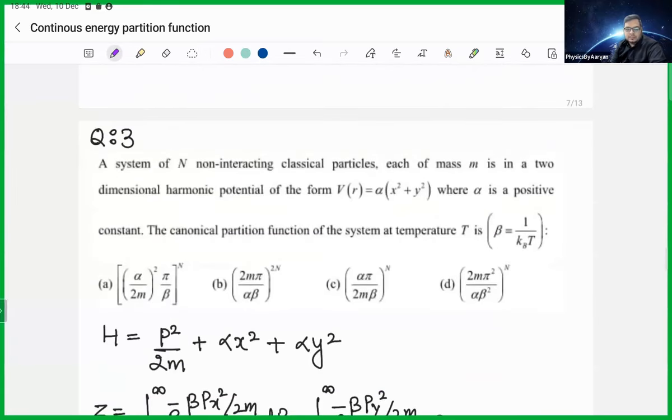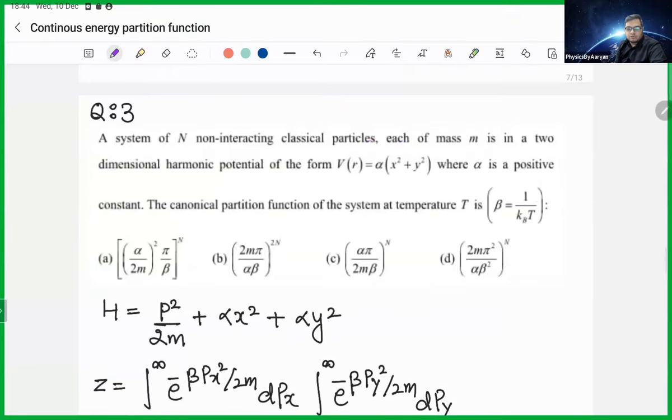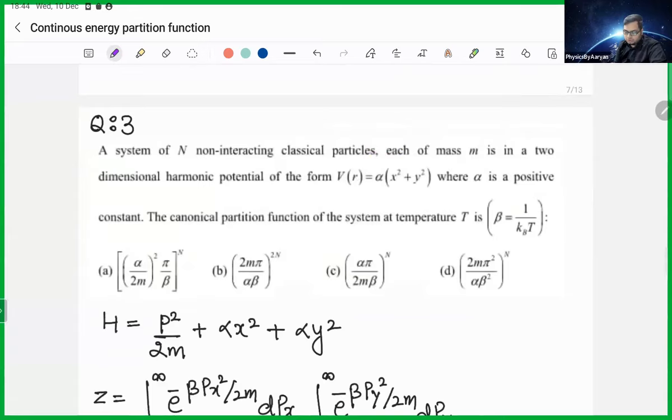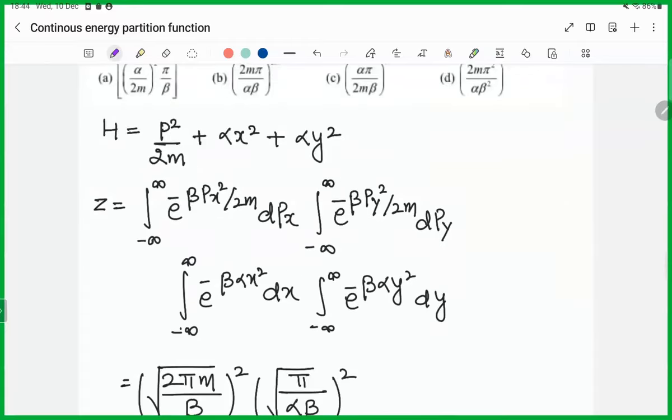Okay, third question. A system of n particles, classical particles, each of mass m, in a two-dimensional harmonic oscillator potential is given. So basically you are in two dimensions. So how many of you are willing to do this question? Homework दे दें भाई. Yes, sir. Homework. ठीक है?